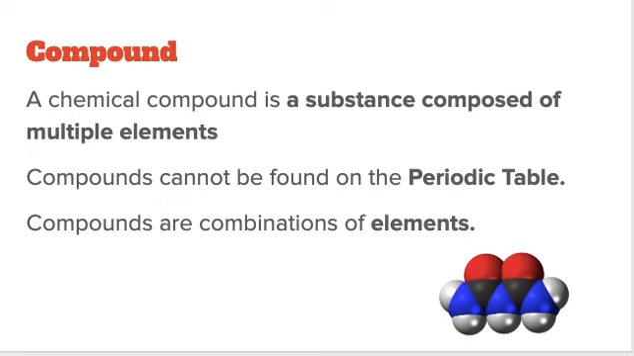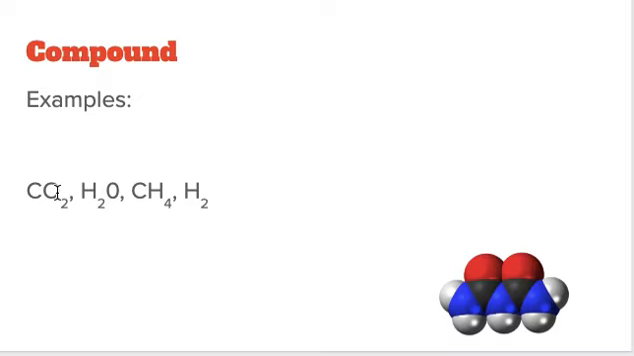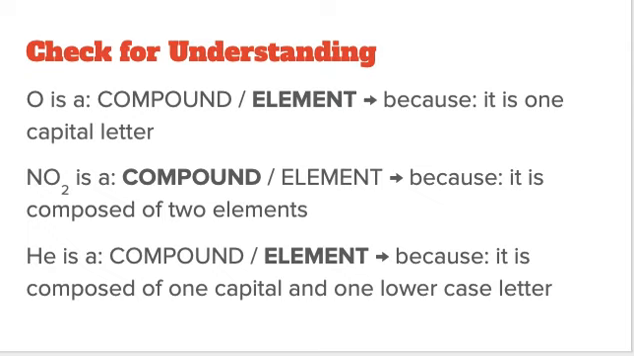We used the sandwich analogy earlier in the video. Ingredients are like elements: the bread, the meat, the cheese. When you combine them together, you create a sandwich. When you combine elements together, you create a compound. We gave a few examples: carbon dioxide, water, carbon tetroxide. This is also known as methane. Finally, we have hydrogen. Then we did a few check for understanding questions. These questions help drive home for us the difference between compounds and elements.